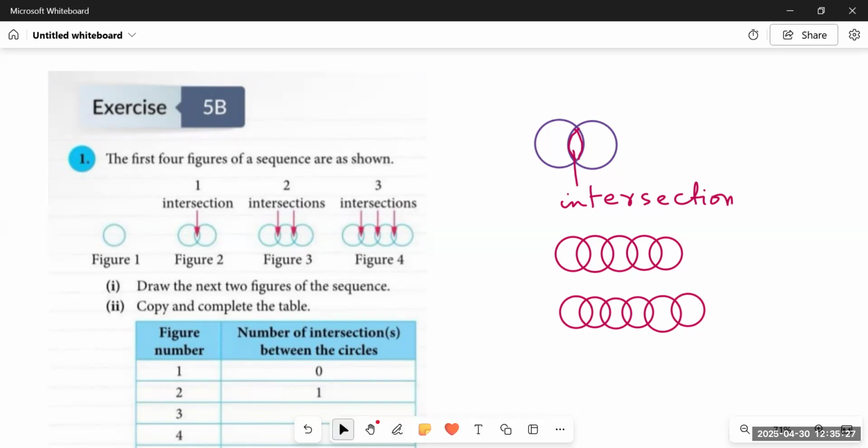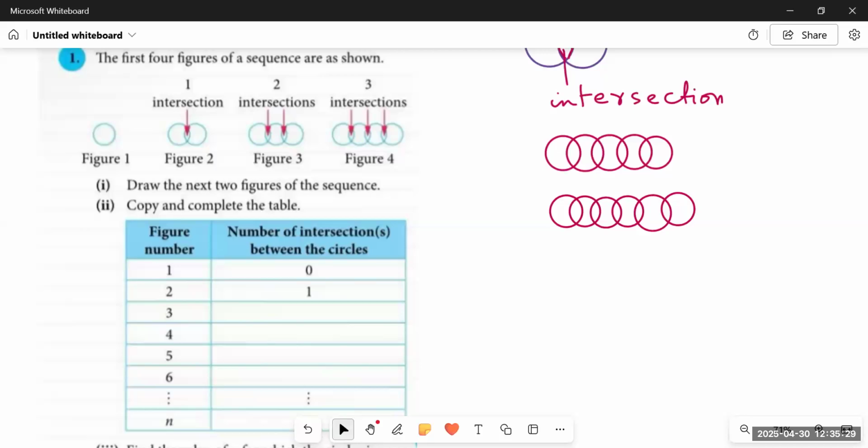Now in part 2, they are saying copy and complete the table. In figure number 1, they are not talking about the circles anymore. They're just talking about the intersections. We have 0 intersections, because there was only one circle. In figure 2, we had only one intersection. In figure 3, we will have 2. In figure 4, we will have 3. In figure 5, we will have 4, and so on.